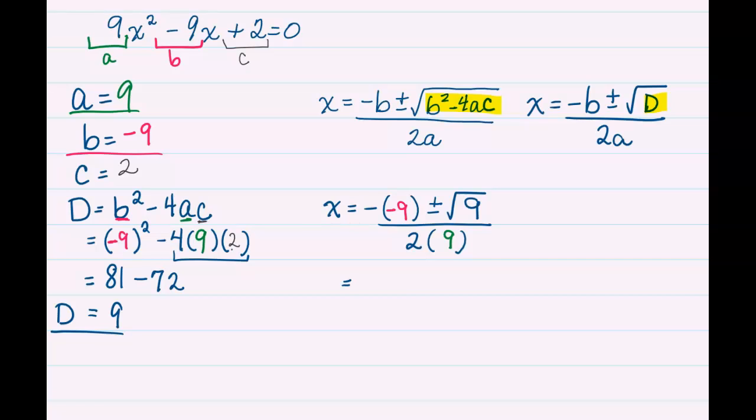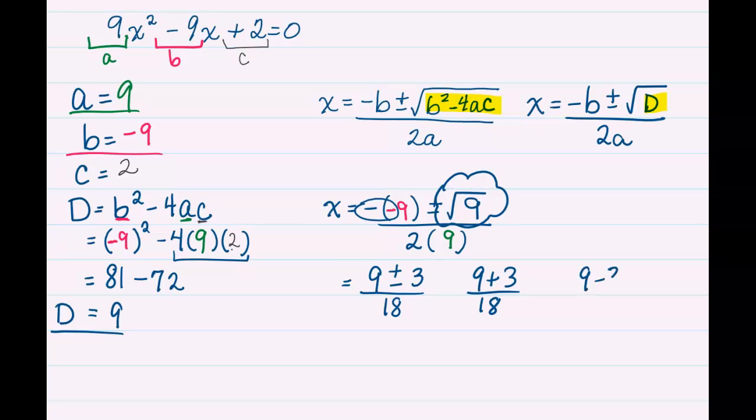These double negatives will become a positive 9 plus or minus the square root of 9, which can be simplified as 3, and 2 times 9 is the same thing as 18. I want to remind you that this gives you two values. One of them is when we have 9 plus 3 over 18, and the other is when we have 9 minus 3 over 18. So now we just need to simplify each one.